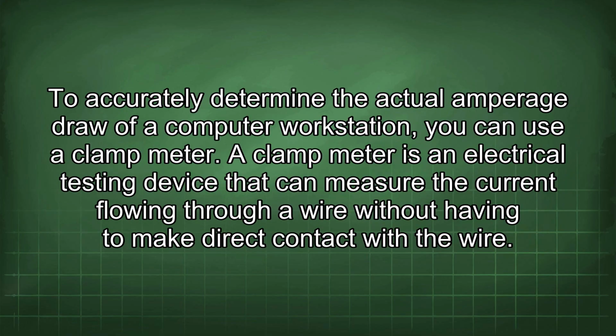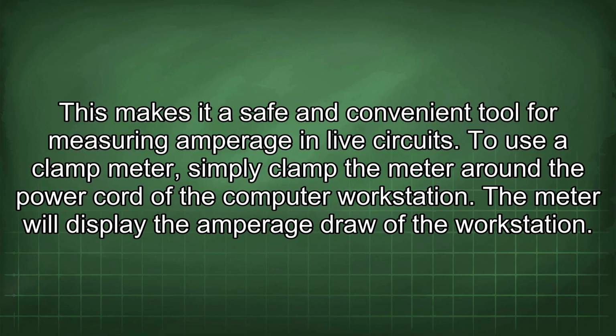To accurately determine the actual amperage draw of a computer workstation, you can use a clamp meter. A clamp meter is an electrical testing device that can measure the current flowing through a wire without having to make direct contact with the wire. This makes it a safe and convenient tool for measuring amperage in live circuits. To use a clamp meter, simply clamp the meter around the power cord of the computer workstation. The meter will display the amperage draw of the workstation.